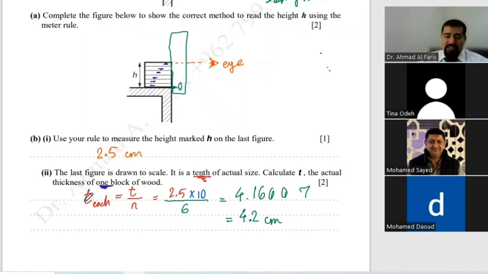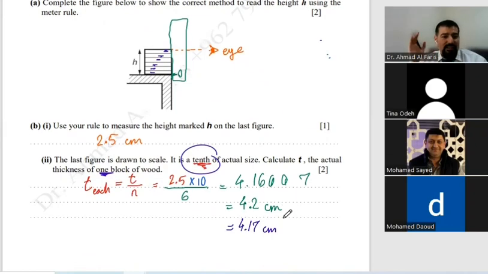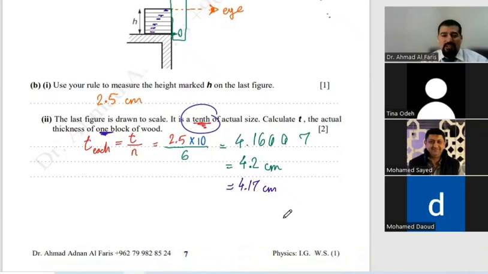So the actual thickness for each block is equal to the thickness for all of them divided by their number. So 25 multiplied by 10... divide by 6. And the answer, I will not write the whole thing. You can write 4.17 centimeter, or you can write 4.2 centimeter. Always, yes, thank you, Muhammad. You have to put your answers as 2 or 3 significant figures. Tamam? Did I answer your question? Everything is clear? Okay?